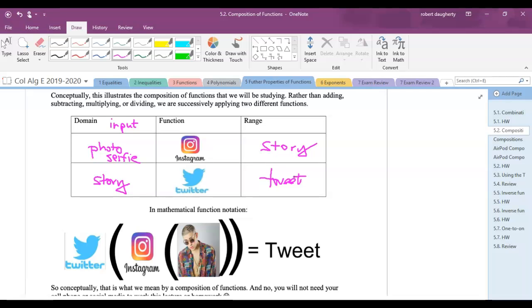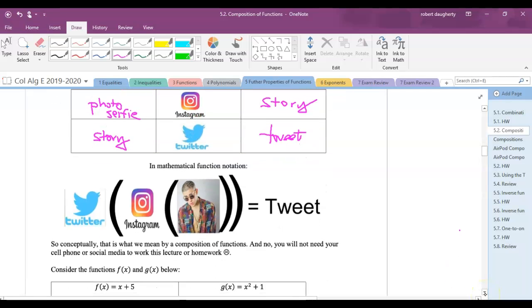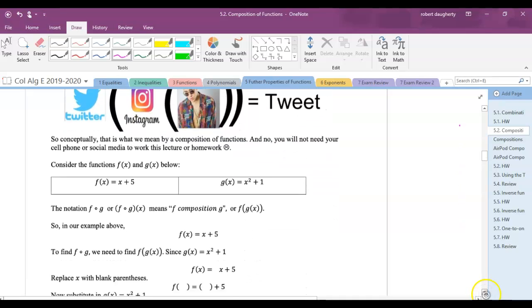So in mathematical terms, this is what happened, okay? We start from the inside and we work our way out. I started out with a photo on my phone, and then Instagram turned that into the story, and then Twitter took the story and turned it into a tweet. So when you have functions that are embedded in each other, you want to look to the inside first, okay? Because if I look at this, I can't create the tweet until I have the story. So I had to get the story first in order to make these two functions work together.